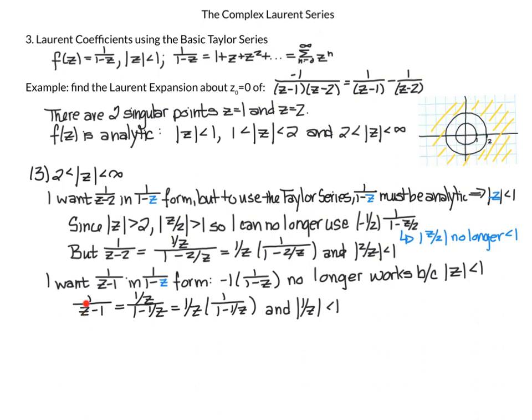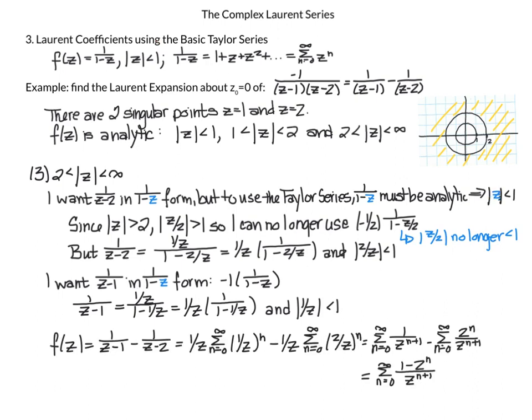I can divide the top and bottom by z, and I get 1 over z in the numerator, and then z divided by z gives me my 1. My 1 divided by z gives me 1 over z. I'll factor out my 1 over z, so I'm left with 1 over 1 minus 1 over z. And in this case, since z is greater than 2, 1 over z is less than 1. So I'm good to go with the basic Taylor series. So my two fractions, my 1 over z minus 1 over z minus 2.